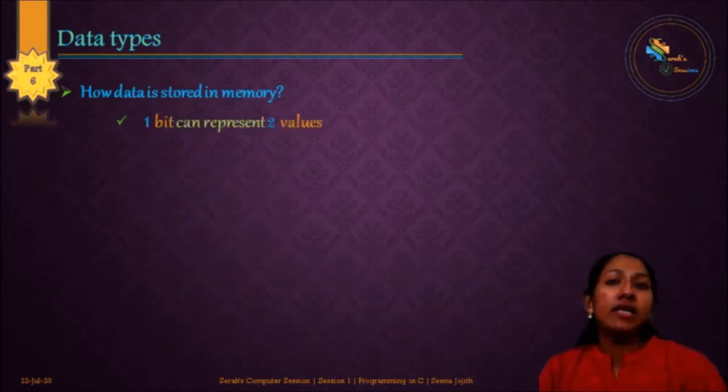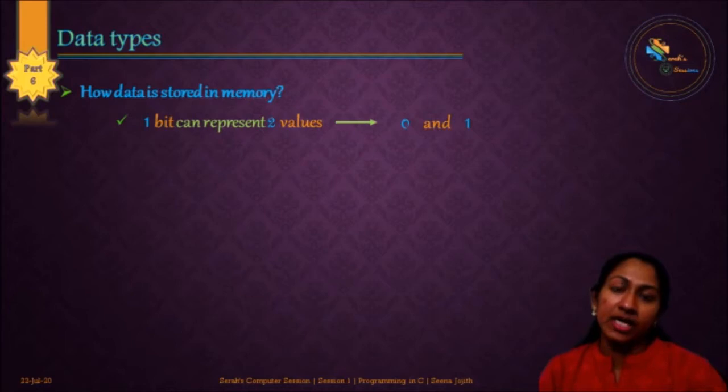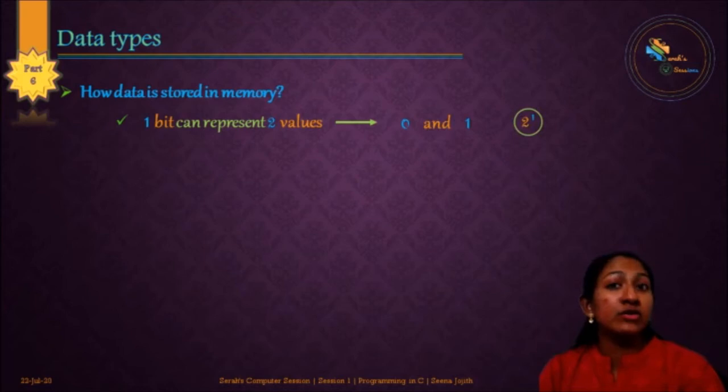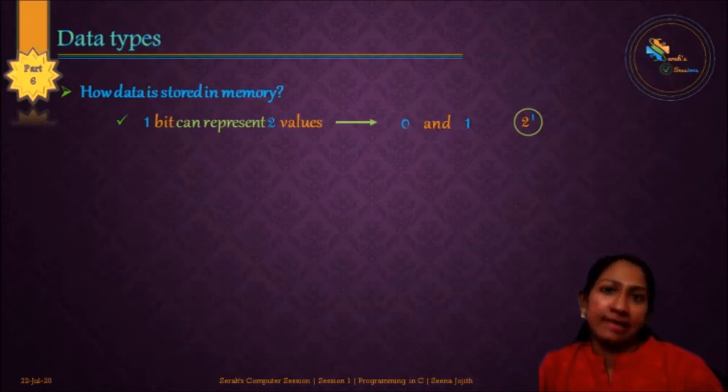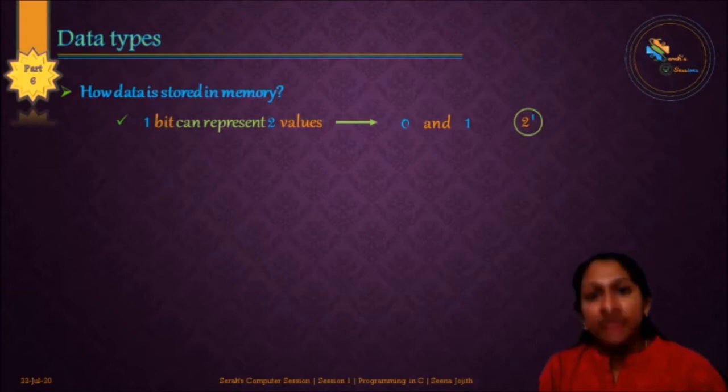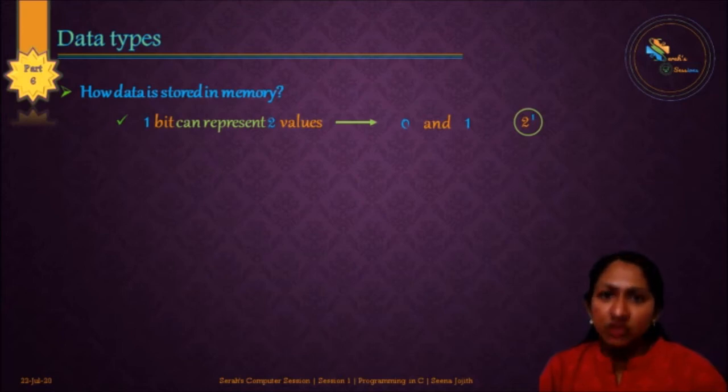Now, if one bit can represent 2 values, say 0 and 1, let's write this in the power of 2. It will be 2 raised to 1. Why are we actually taking power of 2? See, the decimal number system that we usually use daily is actually base 10, right? But since all the calculations relating to computer systems are binary calculations, we usually use the power of 2, because binary means it is 2, right?